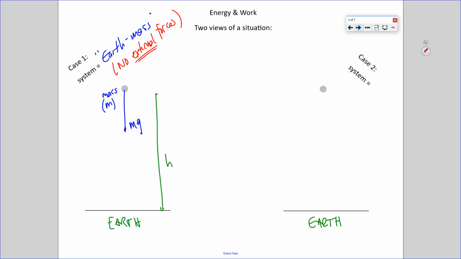All right, so here, if the Earth and mass are both part of our system, there are no external forces. And that means that the work done on the system is zero, and the change in total energy of the system is zero. What that means for us is we can say that the system's initial and final energies are the same. Now this system, we can characterize its energies as mechanical energies.